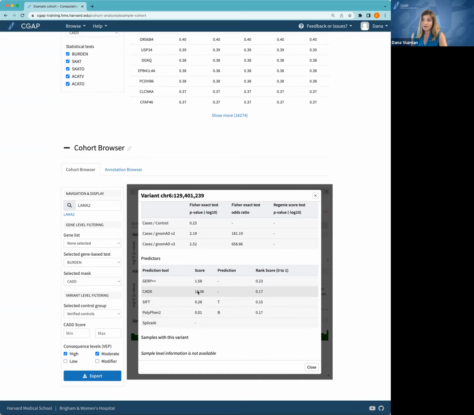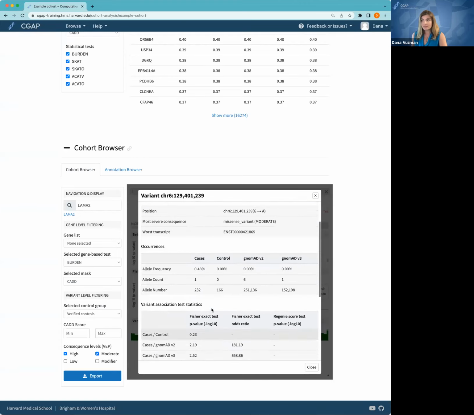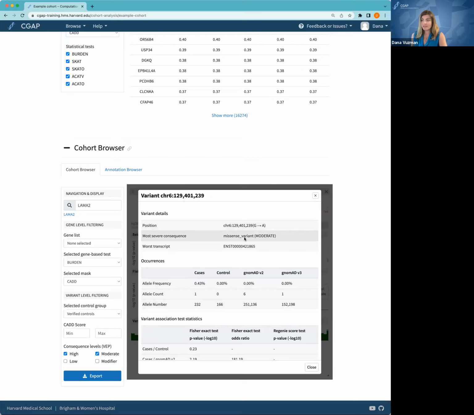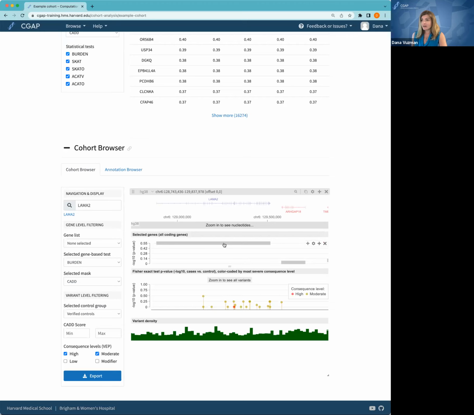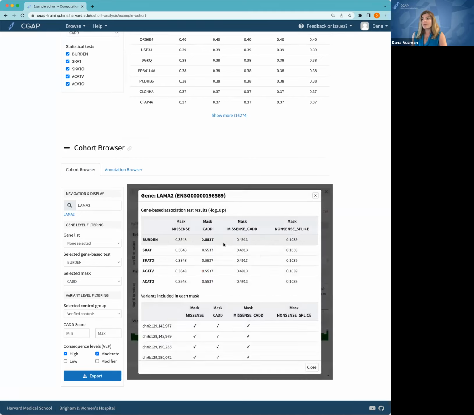And for the CADD score, it's 13, and therefore this variant was not included despite being a missense variant with a moderate consequence impact. So I can close that. And now I just want to say that when we hover, we not only see the selected variants on the lower track, but we also see some summary statistics for this specific gene. When we click, we can see a more expanded view of these statistics.